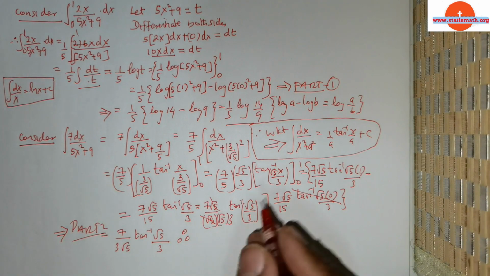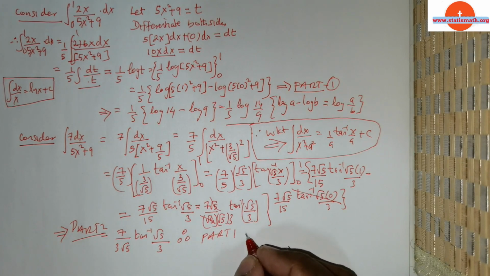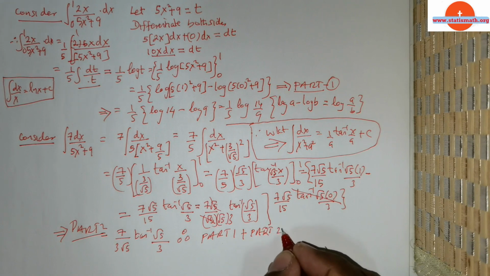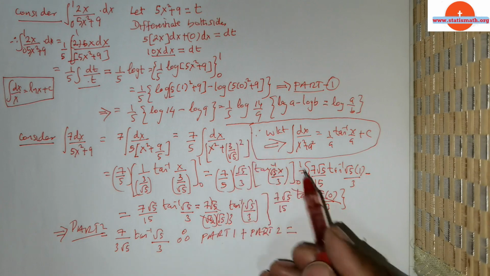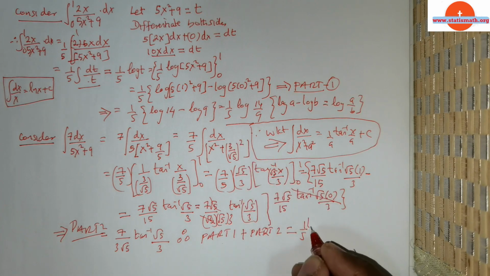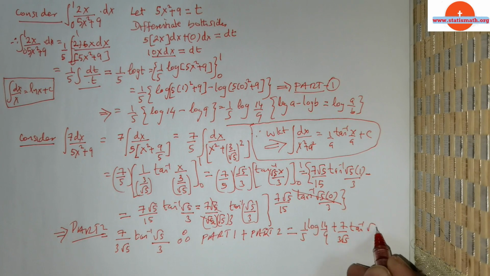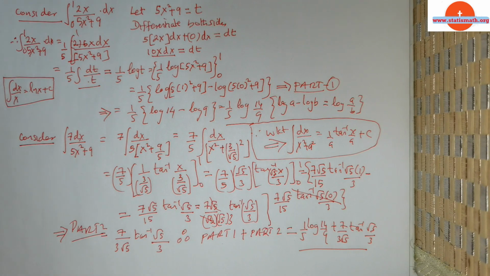Okay, so if we are going to add part 1 and part 2, when you add it, what do you get? This is going to be equal to 1 over 5 times log 14 over 9 added with 7 divided by 3 times root 5 tan inverse of root of 5 divided by 3. So this is the final answer to the question.